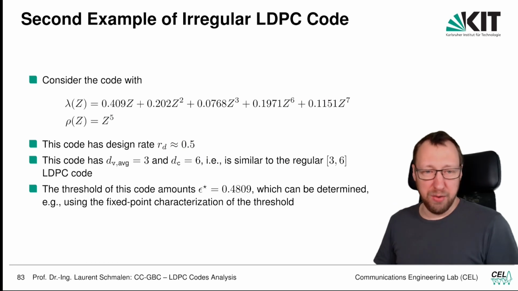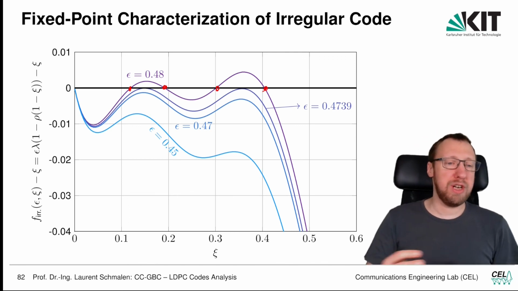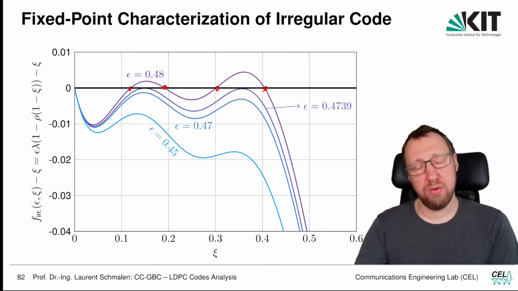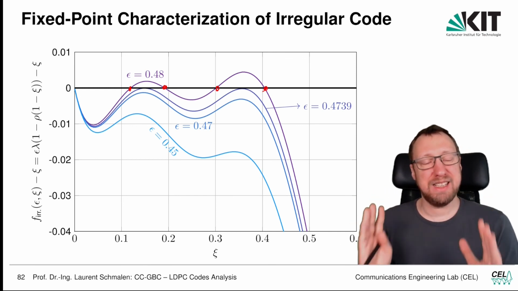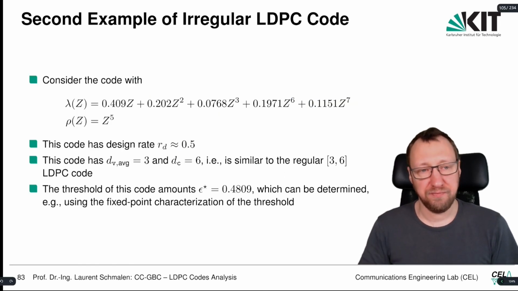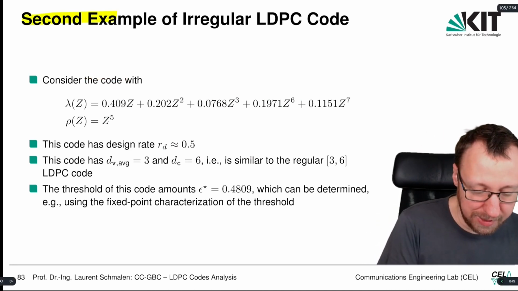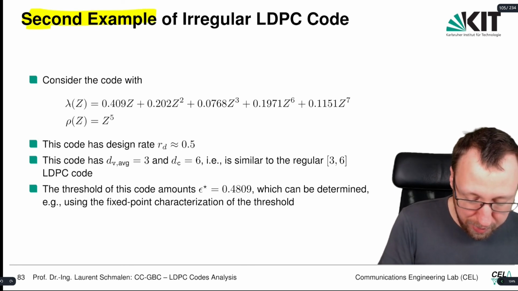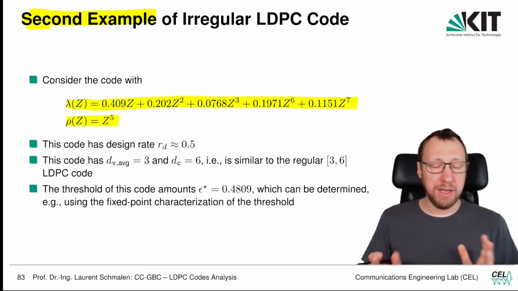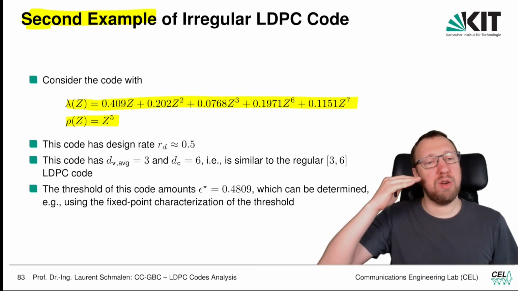Now we look at another code, because you may say, okay, this is not fair because the average variable node degree and the average check node degree were different than for the (3,6) code. So now we take a look at a code where we actually take the same average variable node degree and check node degree as the (3,6) code. So that's this irregular code. We have a second example. Now we have lambda of z given by this, rho of z given by this. Actually we see that the check node degree is regular. This is the code that has a regular check node degree d_c equals 6.